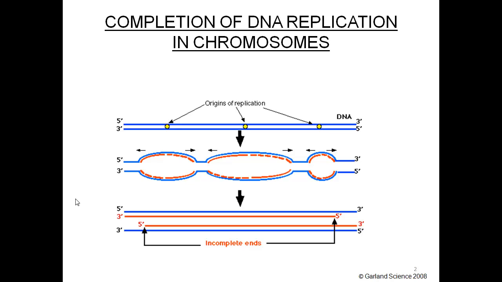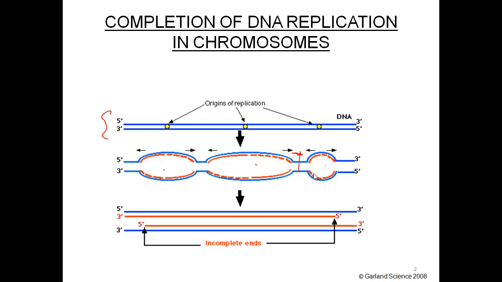So specifically talking about the replication of the telomere sequences, that is the replication at the ends of chromosomes, we use here a schematic of a chromosome, a piece of double-stranded DNA with three origins of replication. And you can see three replication bubbles forming. When these bubbles collide, that's fine. That means you've completed that section.